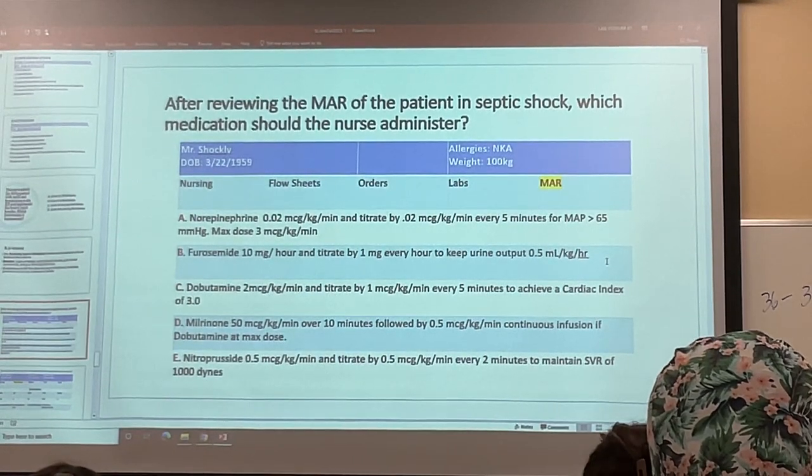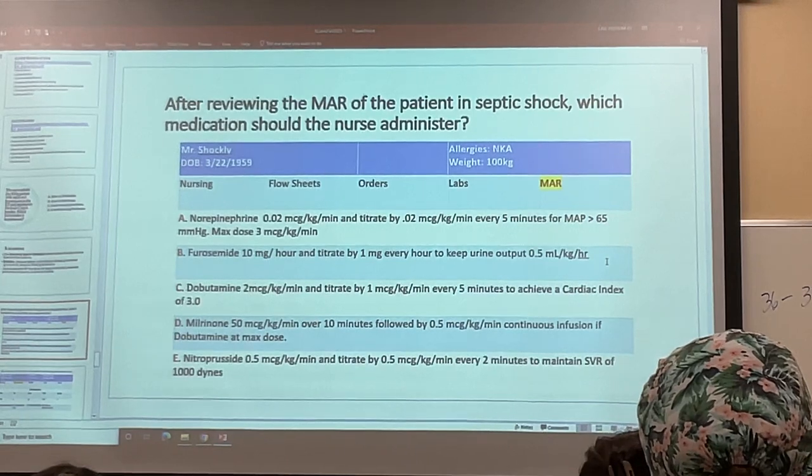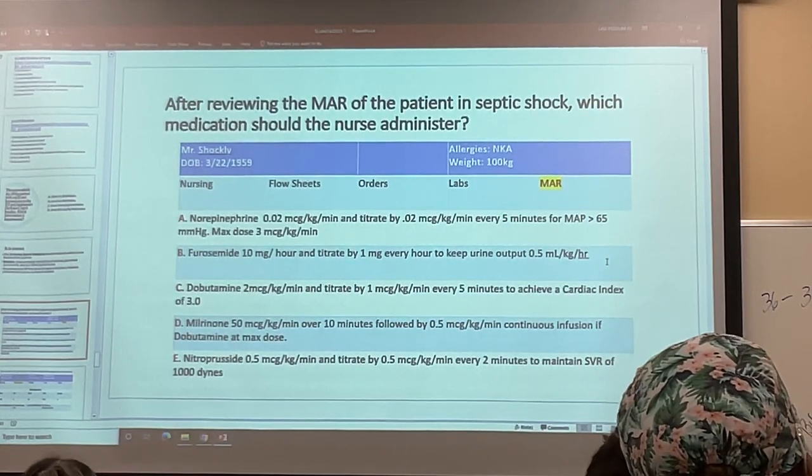Dobutamine, could we possibly give dobutamine? That's an inotrope? Yes. That might help get that blood pressure up.